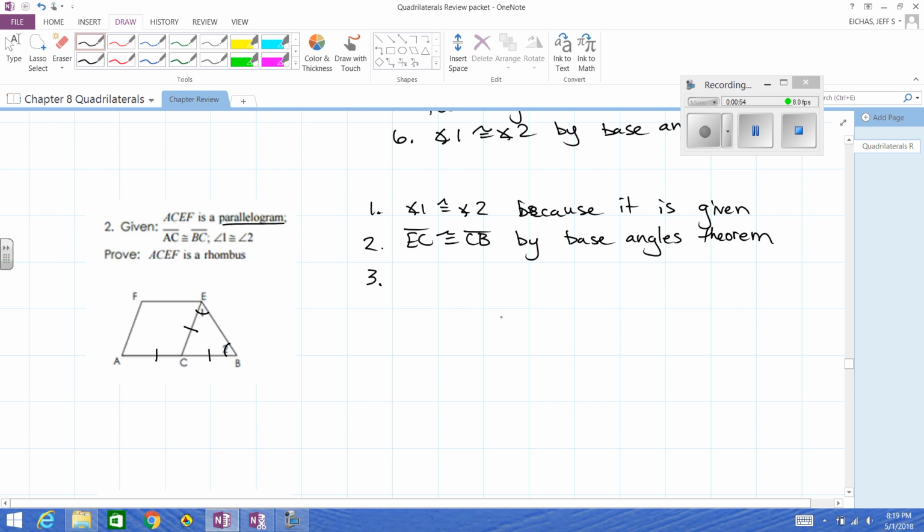Okay, so now what we're going to do is we're also going to say, wait a minute. Yes, I've got to connect this one as well. Okay, since AC is congruent to BC, because it is given, okay. All right, now we got to mention that ACEF is a parallelogram.